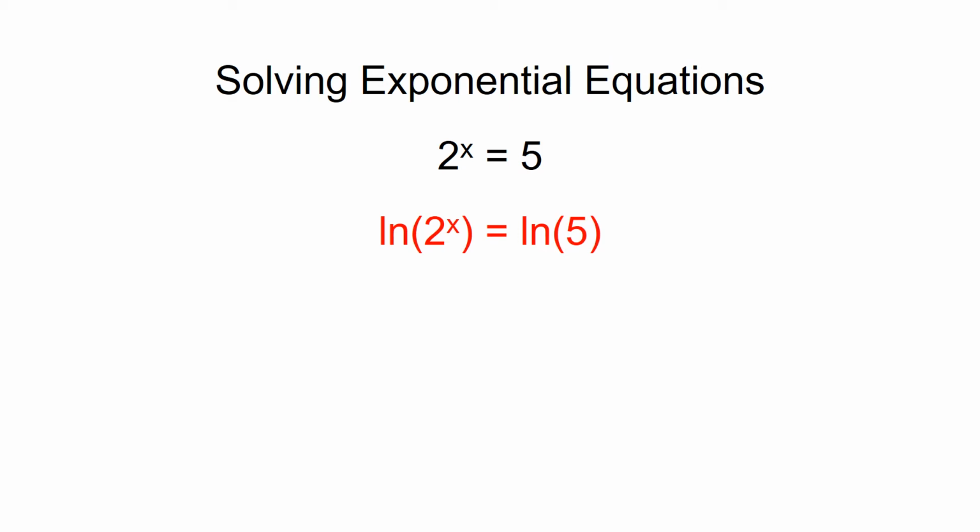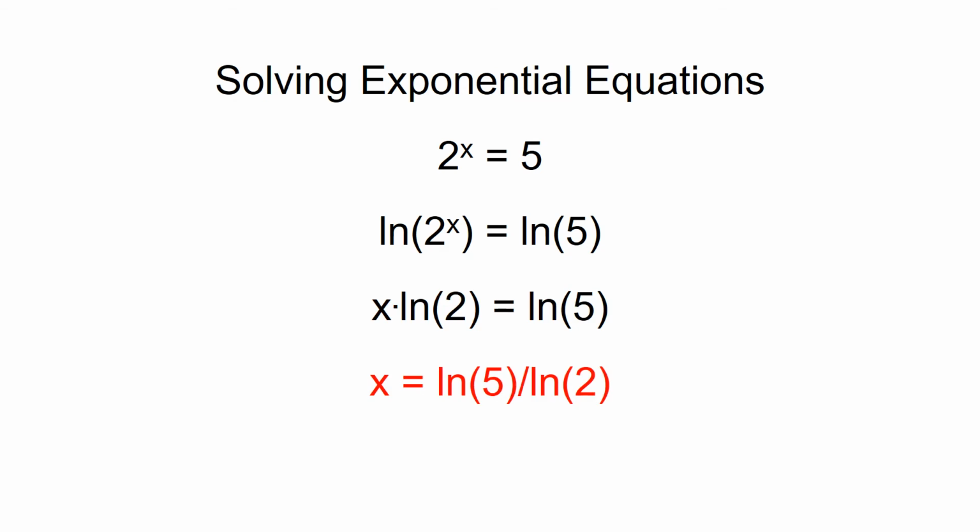We take the natural log of 2 to the x on the left and the natural log of 5 on the right. And when we do that, on the left side, we can simplify this, taking the x out of the argument and putting it in front of the natural log of 2 as a factor that it's multiplied by. It's a coefficient.